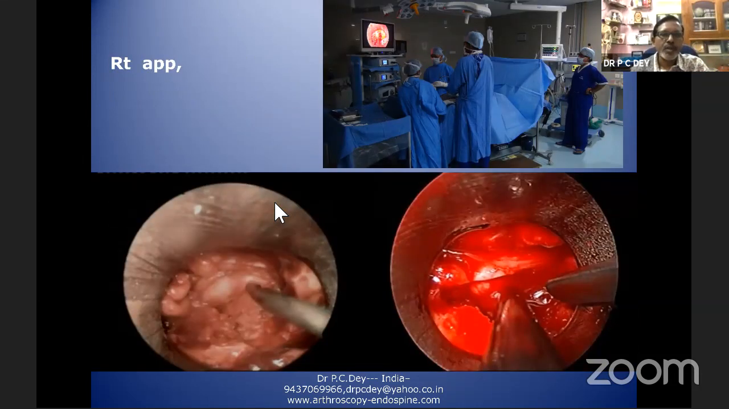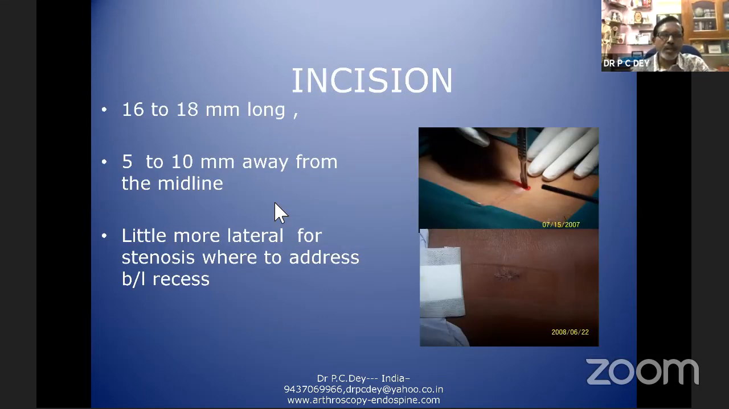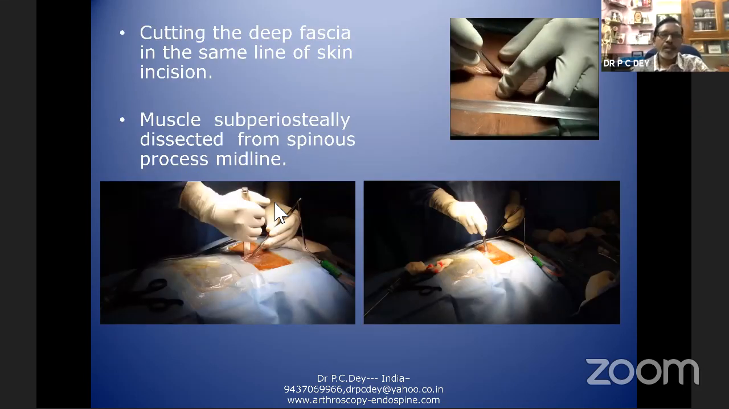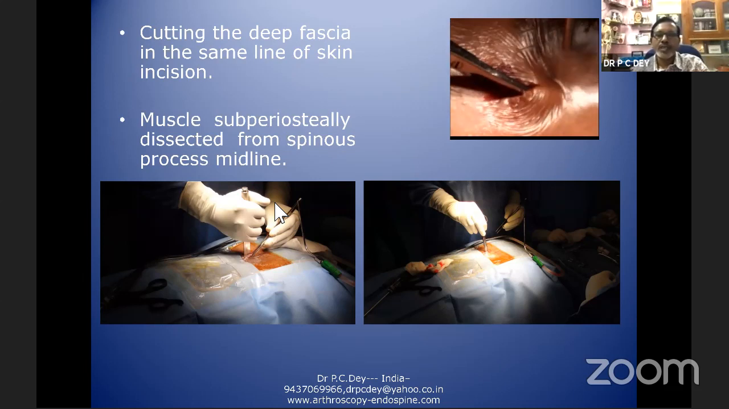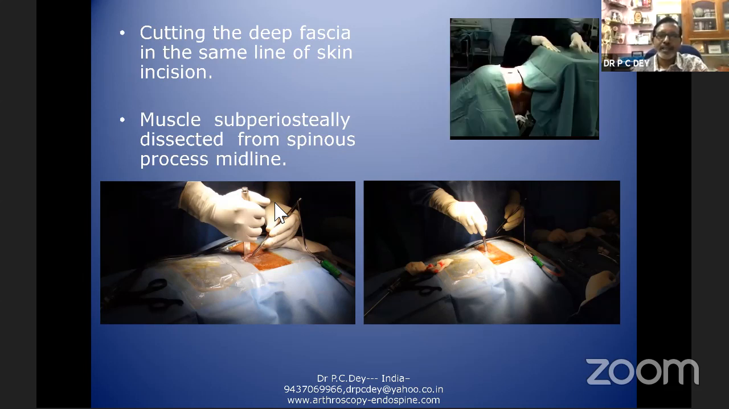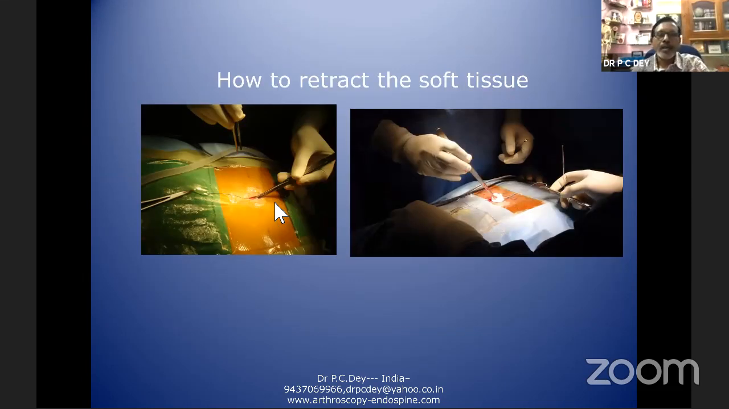The incision is very small, about 15 to 18 millimeters long and 5 to 10 millimeters away from the midline, slightly more lateral if you are going to address bilateral stenosis. You cut the fascia in the same line as the incision, then dissect subperiosteally from the spinous process laterally. The whole set of muscle is dissected subperiosteally without disturbing the muscle's nerve supply and vascular supply. There is soft tissue retraction with a soft gauze piece tied with a thread.